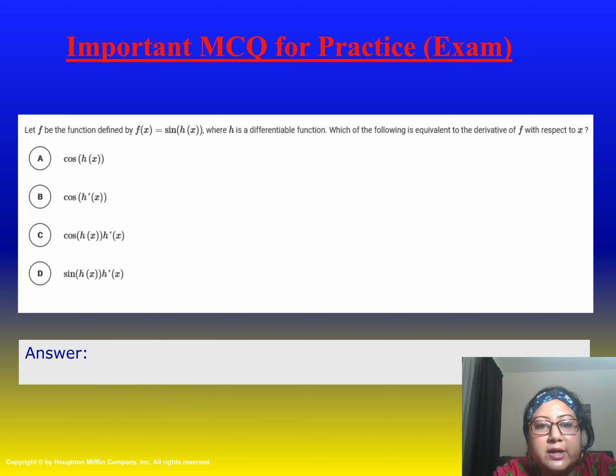I'm going to be now taking up another multiple choice question. This is going to be very, very helpful for you when you are having an exam question. So this is a question for your practice. Again, a multiple choice. You are given a function f, which is defined as f(x) equal to sine of h(x). So clearly you can see here that h is given to be differentiable. It's the inside function and the outside function is sine. So being a composite function, you're going to go for chain rule. Try and solve it again.